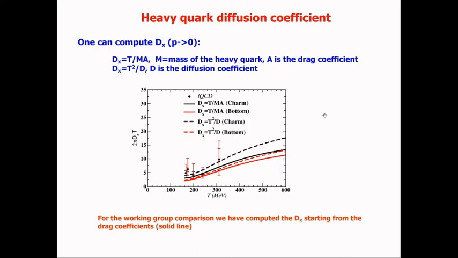That means the Dx. And this Dx can be computed either from the drag coefficient, or from the momentum diffusion coefficient as well. Here we have computed it both for the charm quark as well as for the bottom quark, using both the drag as well as the momentum diffusion coefficient. But for the working group comparison, we have computed the Dx starting from the drag coefficient.